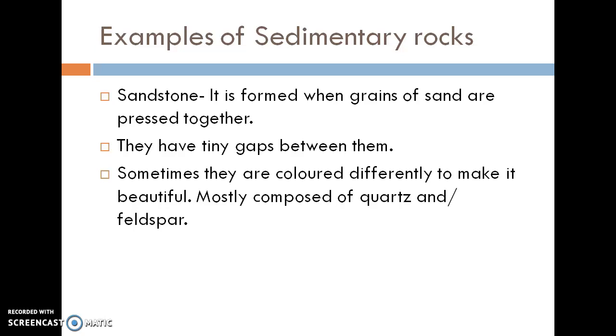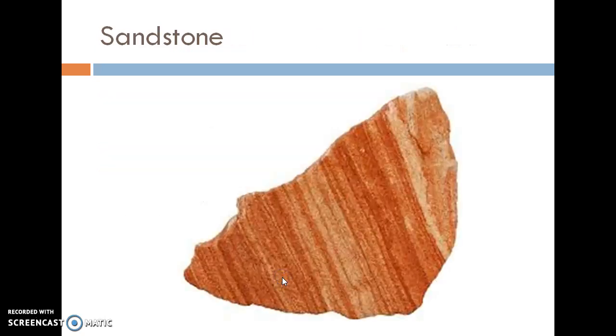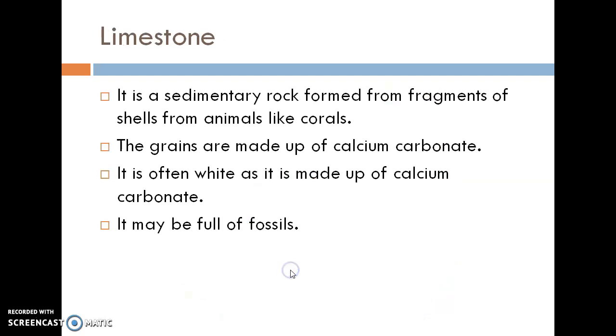Now, the beauty of these sedimentary rocks, which are found in abundance in Oman, is that you will sometimes find them colored differently, which makes them beautiful. But mostly the minerals present here are quartz and feldspar. Generally, sandstone is the color of sand. Of course, you have different colors, so depending upon the color and the mineral present in the sandstone, the color of the rock will also vary.